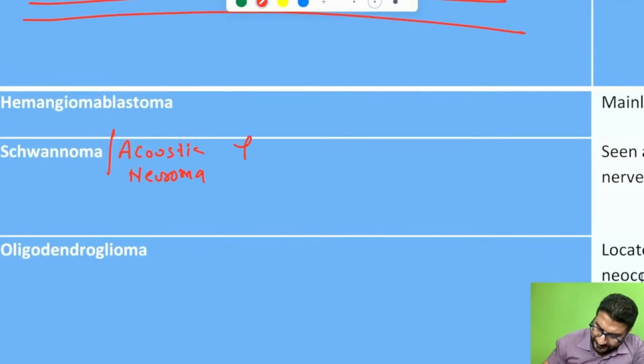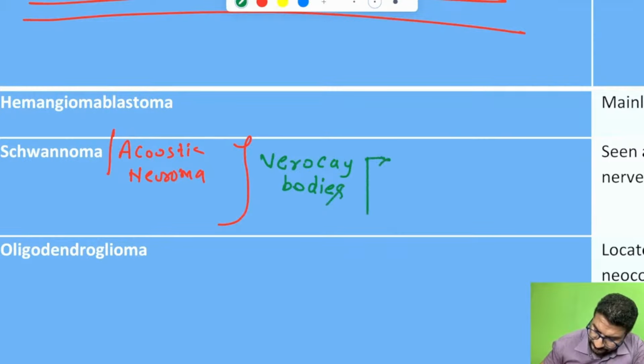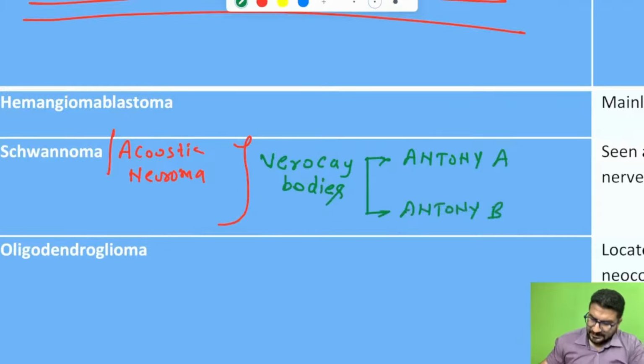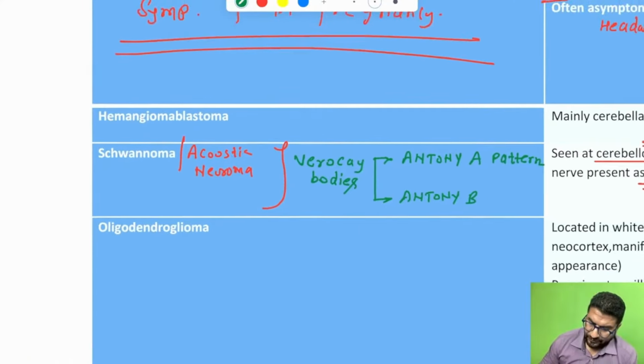Now coming to the schwannoma, if you do biopsy, in biopsy you will find Verocay bodies. Verocay bodies have two patterns. First is called Antoni A pattern, it is a hypercellular pattern, and second will be Antoni B pattern. Antoni A pattern, Antoni B pattern. So this is something which you have to remember about schwannoma.